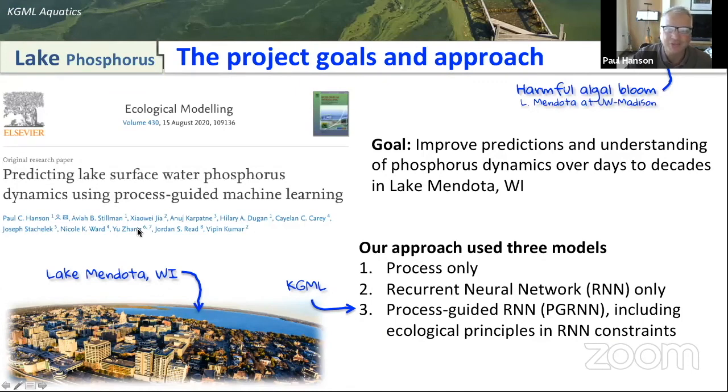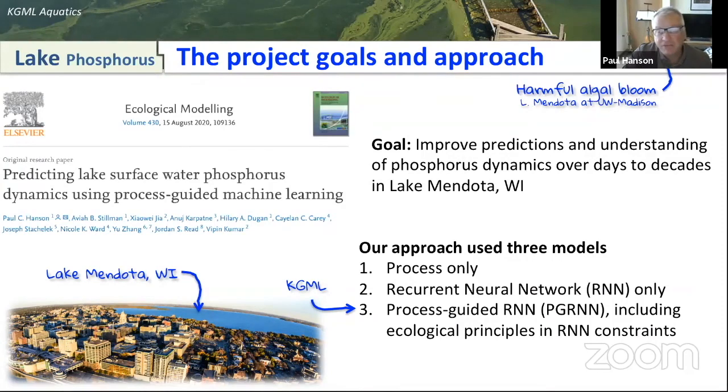Lake Mendota, Wisconsin, which is in Madison. And it's a pretty simple example. It models lake phosphorus. Phosphorus is a limiting nutrient for primary production in lakes and is responsible at high concentrations for harmful algal blooms and other water quality problems. This bar that you see at the top is a picture of the surface of Lake Mendota, which is covered in a scum of algae.